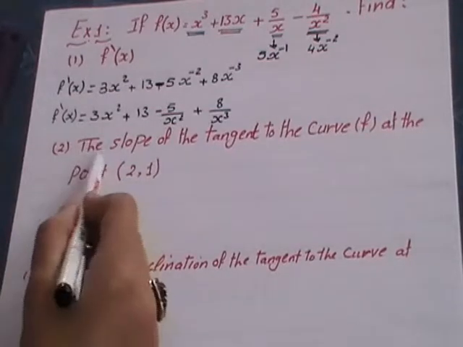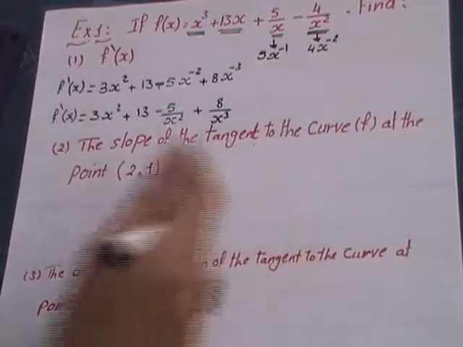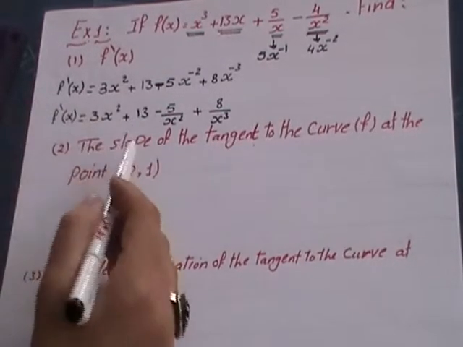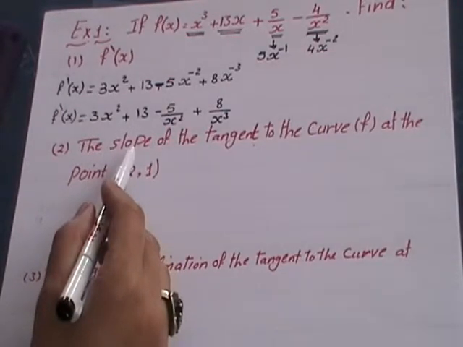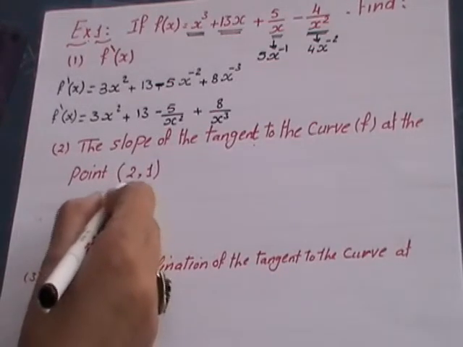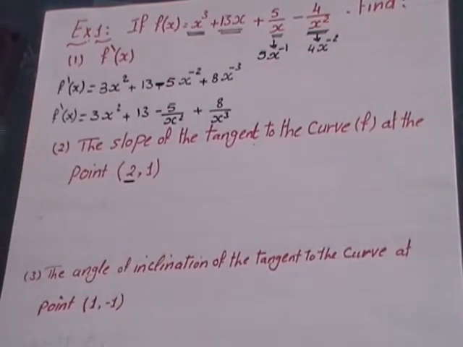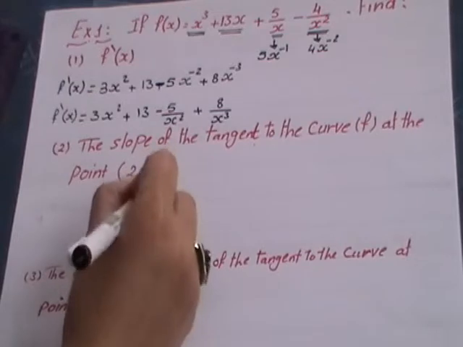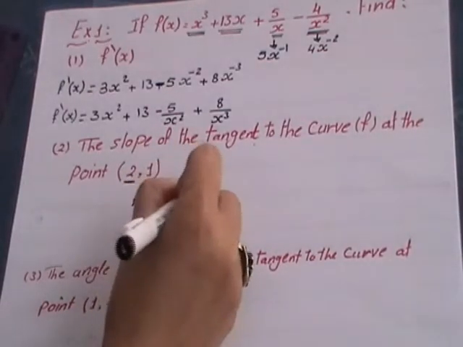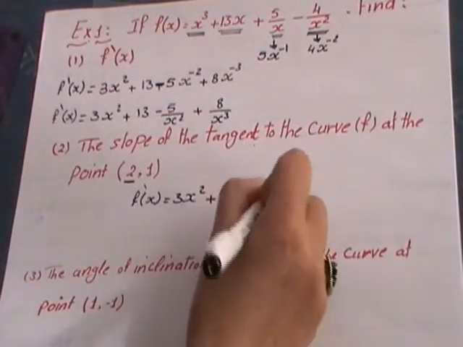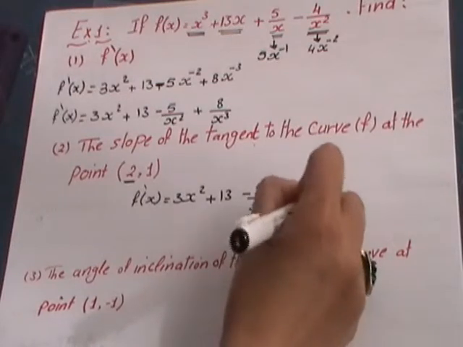We must find the slope of the tangent to the curve f at the point 2 and 1. We notice that the slope, like we did before, means the first derivative. So we must find the first derivative first, then we put, instead of all x, the value of x in this coordinate. We find the first derivative in the first step, which is f dash of x equals 3x power 2 plus 13 minus 5 over x power 2 plus 8 over x power 3.